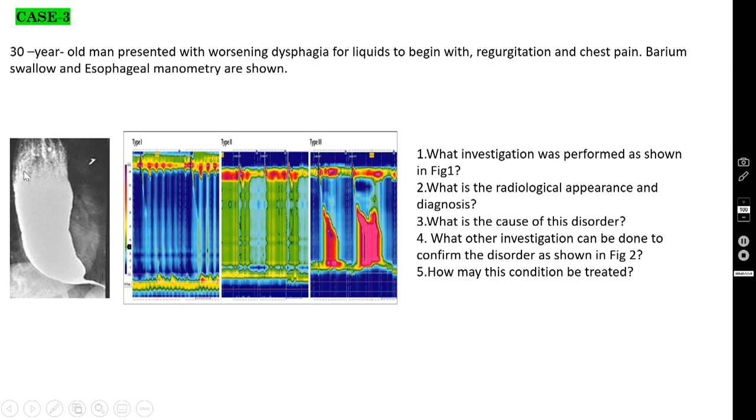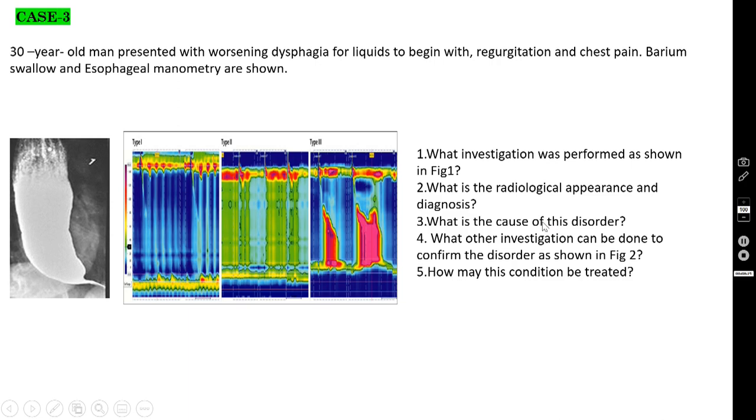This is again a barium swallow, but here you are seeing the classical bird's beak appearance. See, it is a smooth tapering of the esophagus. The proximal esophagus is very much enlarged. This is known as sigmoid esophagus, and it is a smooth tapering. And this is the distal esophagus, because the sphincter here is not relaxing.